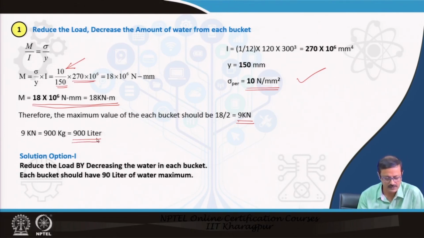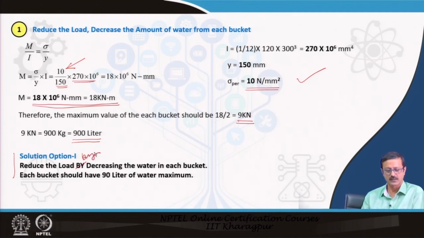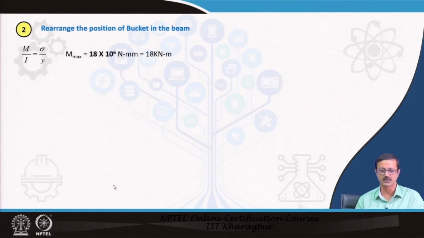So, I have written down solution number 1 as: reduce the load by decreasing the water in the bucket. Here it says 90, but it is a typographical error; it should be 900. I will rectify those mistakes when I upload this PPT. It has to be 900 liter of water at the maximum.